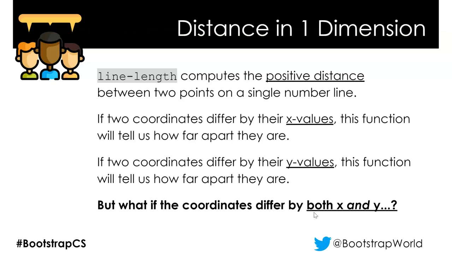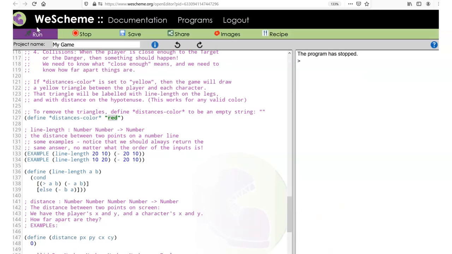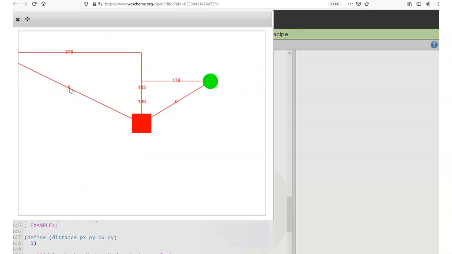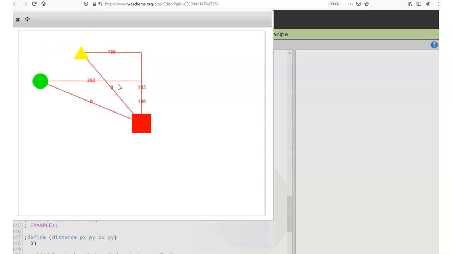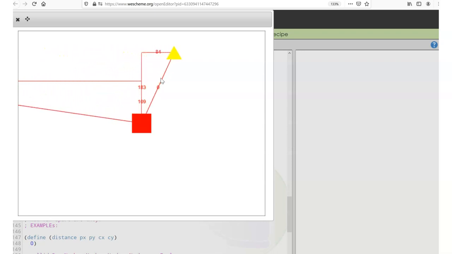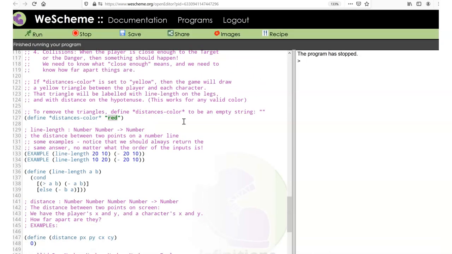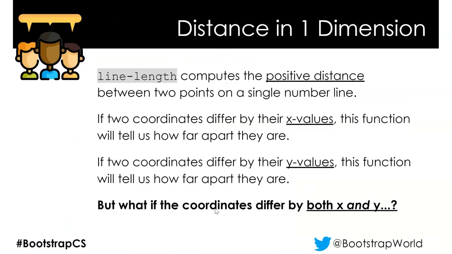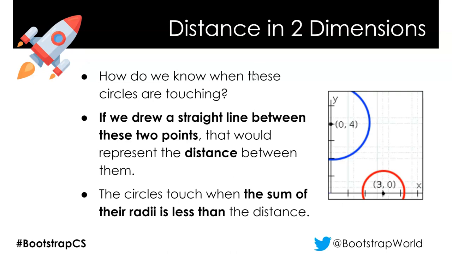All right, but what if both things are changing? One more run. This line right here, the length, is actually changing, right? As this triangle moves, this line is getting longer and longer every time, but how much? That's the two dimensions, both x and y are changing. How much is that diagonal changing? So let's think about that. If we drew a straight line between two points, right? So think about, you can have a circle around a point. And how is that radius?